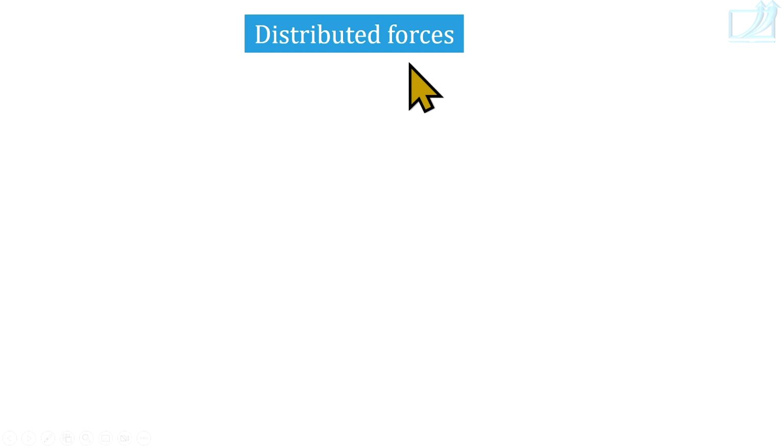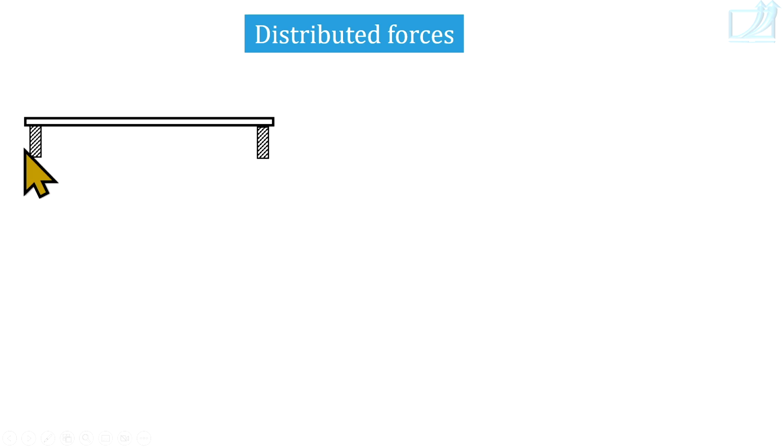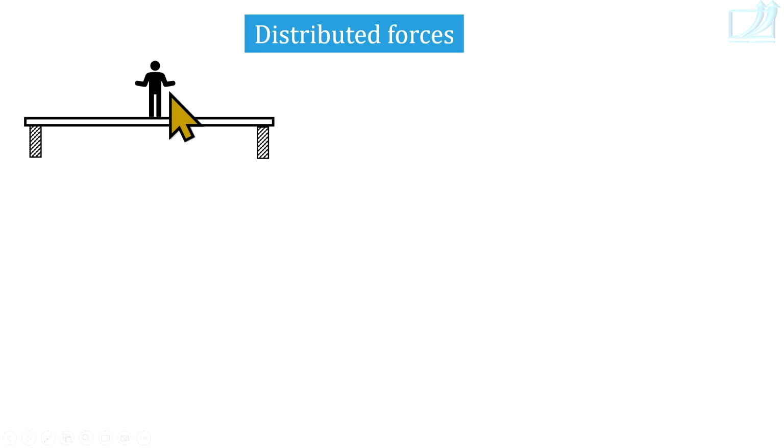Distributed forces. Now watch this diagram. Here it's a wooden plank on two simple supports and a man is standing on the wooden plank. Let the mass of this man be 100 kilograms multiplied by 9.8 meters per second squared, and you get the weight of the man as 980 Newton. So the force exerted by this man on this wooden plank is 980 Newton.